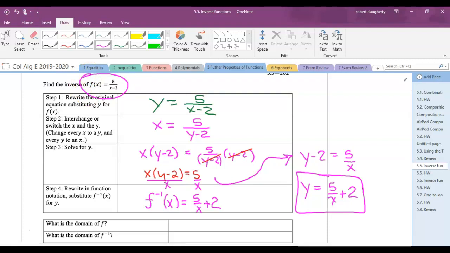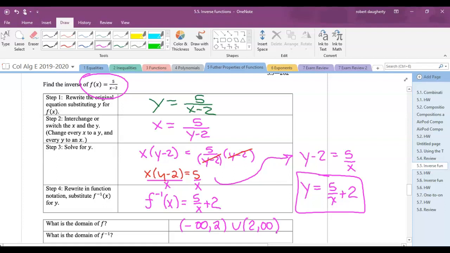What is concerning here, a fraction or a square root? A fraction. I can never divide by 0. So what would make this divide by 0? When x is 2. So x cannot be 2. How do I write in domain notation that x cannot be 2? Negative infinity to 2 and 2 to infinity. That's the domain of f.